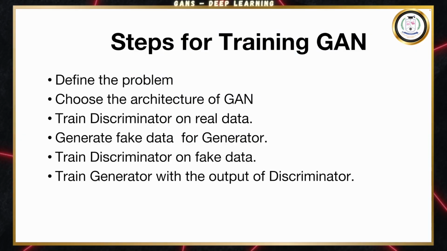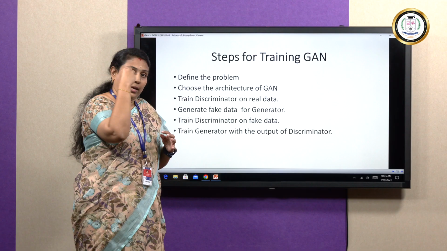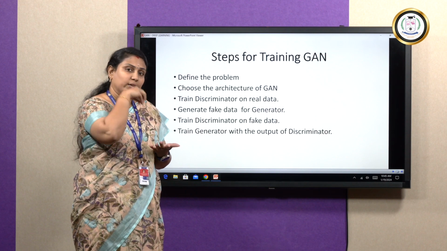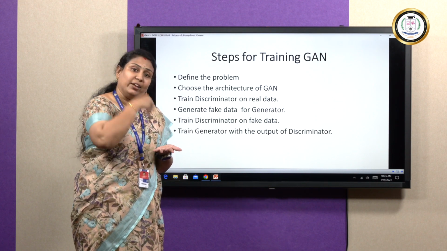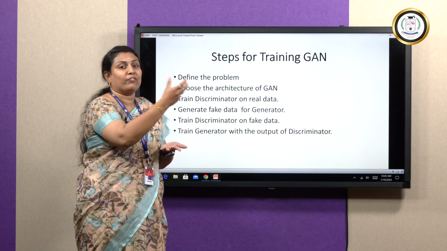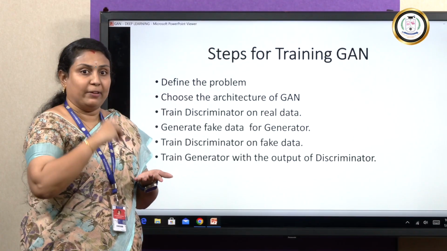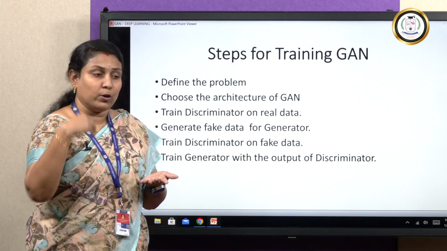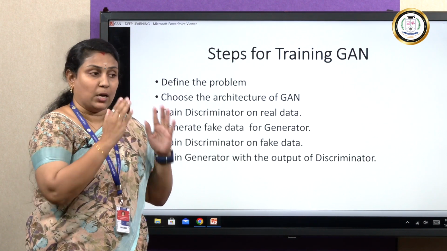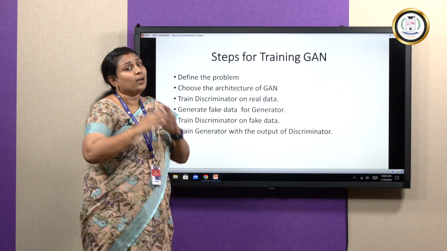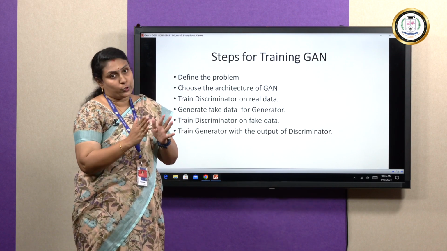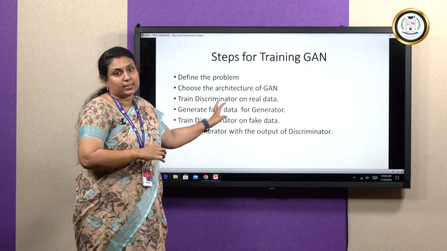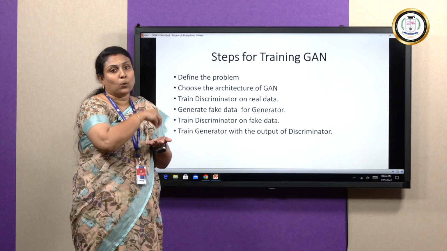Then train the discriminator on fake data. If we are going to identify whether something is fake or real, we should train the discriminator by giving the fake data also, so it knows how fake data looks. For example, if I am giving a real 100 rupees note and a fake 100 rupees note, it should be trained on both, how the real 100 rupees note should look and how the duplicate 100 rupees note should look. So both things should be clear in the training model, that is, the discriminator should be trained in both aspects.